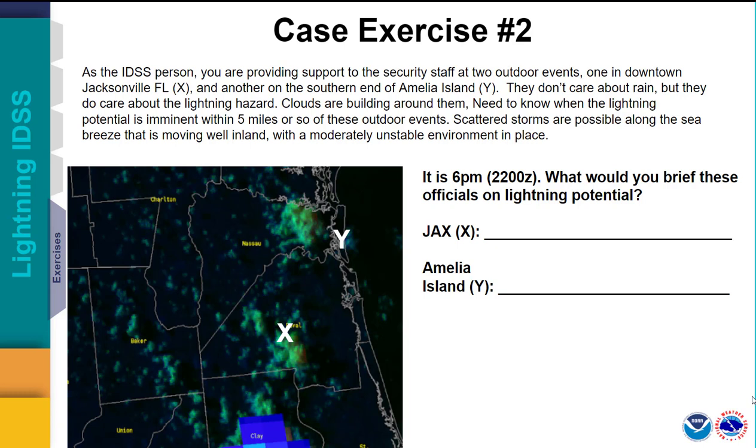Using just a day cloud phase RGB, with some green and yellow shades, in a favorable environment, you might suggest lightning potential during the next 20 to 30 minute period over downtown Jacksonville and with a developing cell west of Amelia Island that could affect Amelia Island beyond 30 minutes out.